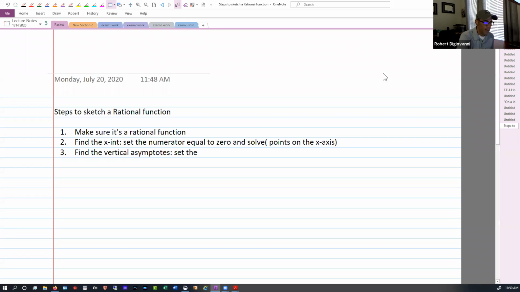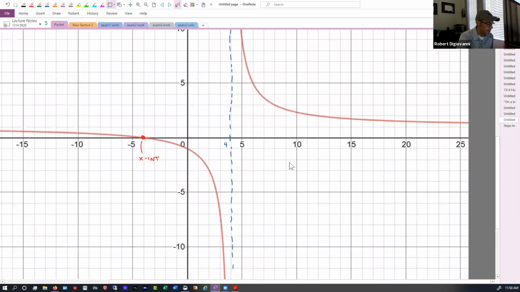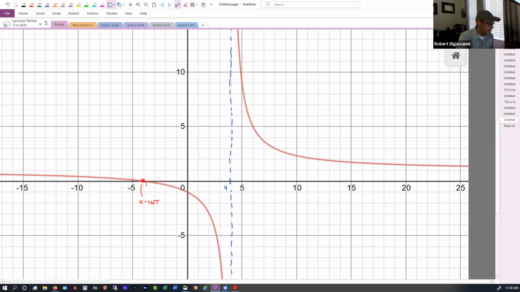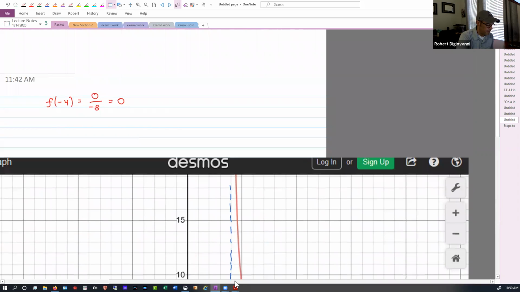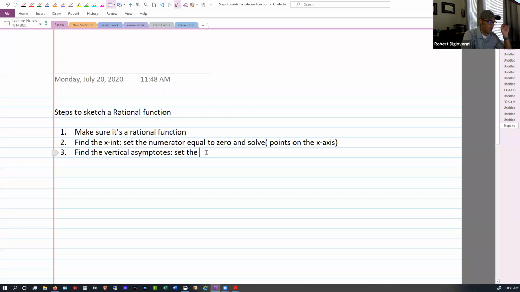So if we go back and we look at this one right here, that's the numerator, the top. Whatever made the top 0 is where we should have x-intercepts. Whatever makes the bottom 0. So if we're looking at this, what we want to do is the denominator, the bottom.